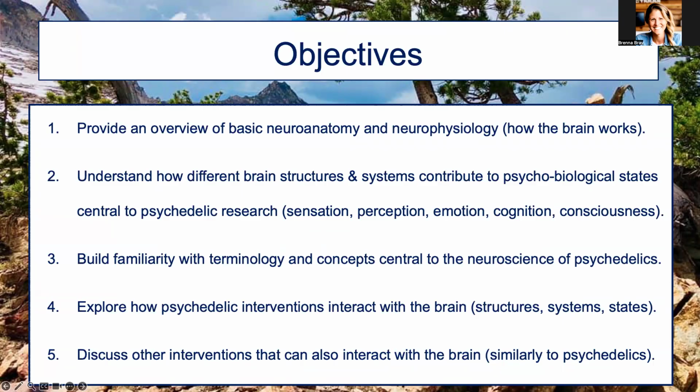By the end of this module, you should be able to understand how different brain structures and systems contribute to different psychobiological states, both in general and states specific to psychedelic research. So, sensation, perception, emotion, cognition, learning, and consciousness. We're going to build a familiarity with the different terminology and concepts that are central to the neuroscience of psychedelics so that you can have this kind of scaffolding to build on.